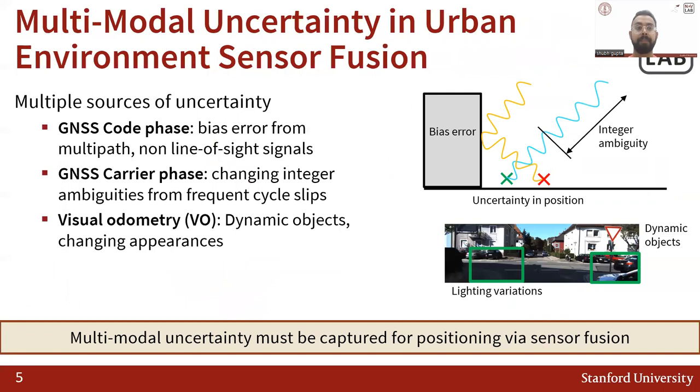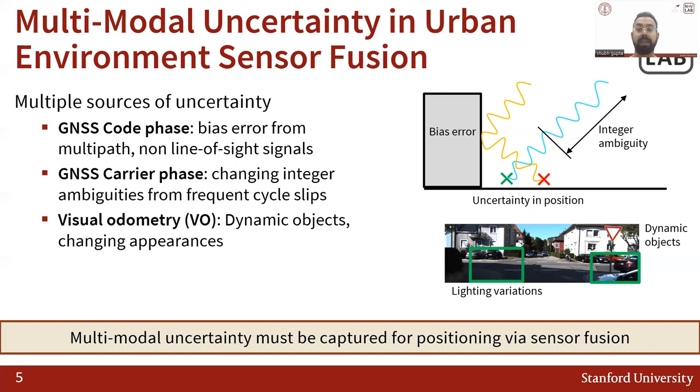And this ability to characterize a multimodal uncertainty is important for sensor fusion in urban environments, where there are multiple sources of uncertainty present from the sensors. For example, in GNSS code phase, the uncertainty arises from bias errors from multipath and non-line of sight signals. In carrier phase, it is from the changing values of integer ambiguities from frequent cycle slips. And for visual odometry, it is from dynamic objects as well as changing appearances in the environment. So multimodal uncertainty must be captured for positioning via sensor fusion.